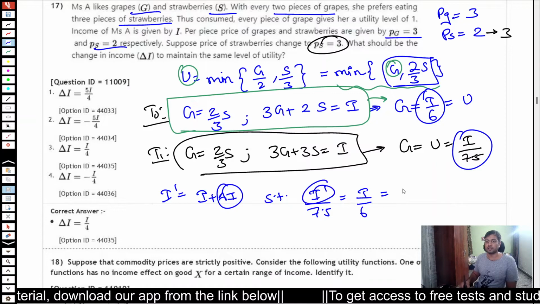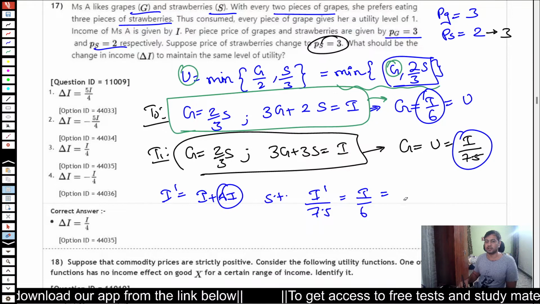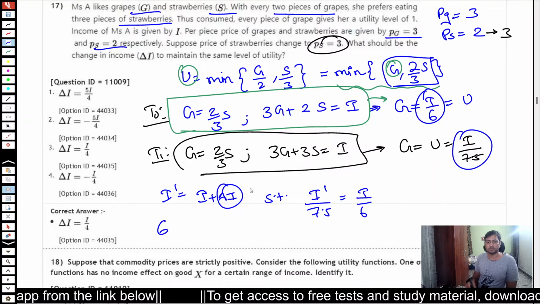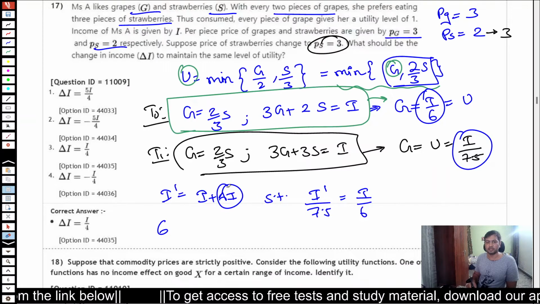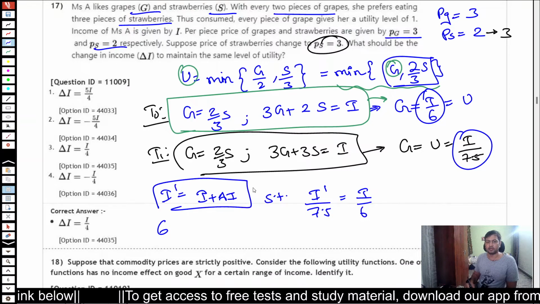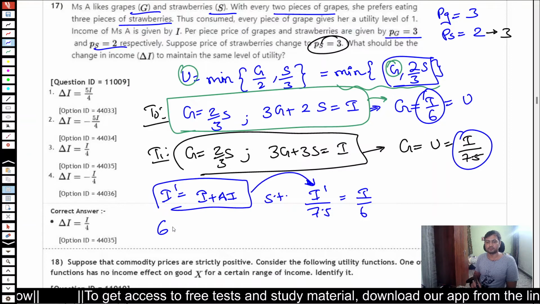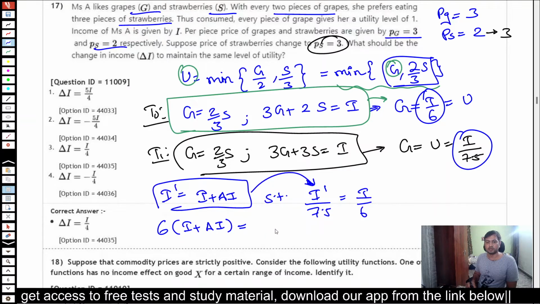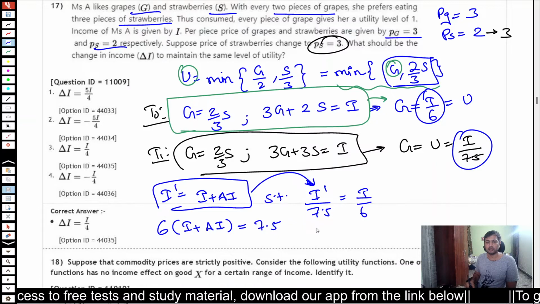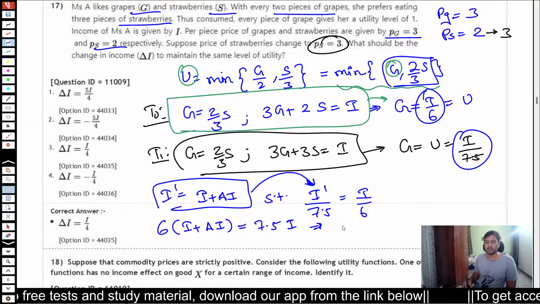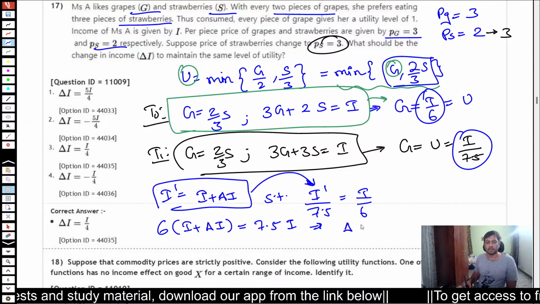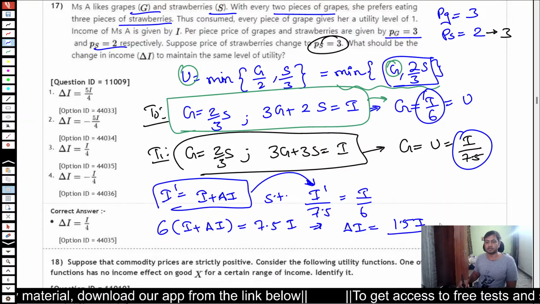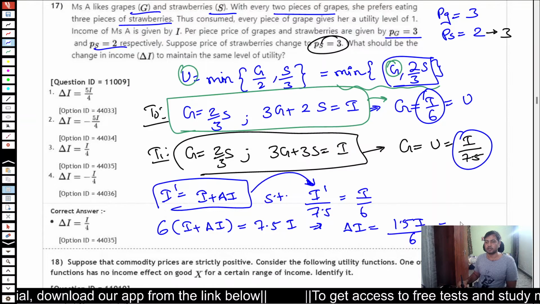I prime by 7.5, so you can just multiply on both sides. Cross multiply, just substitute this value of I prime here and then cross multiply. So 6 times of I plus delta I is equal to 7.5 times of I. This implies that your delta I is equal to 1.5 I divided by 6, which is basically I by 4.